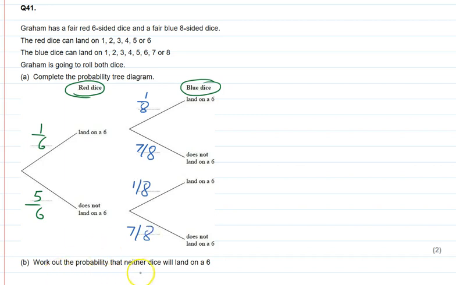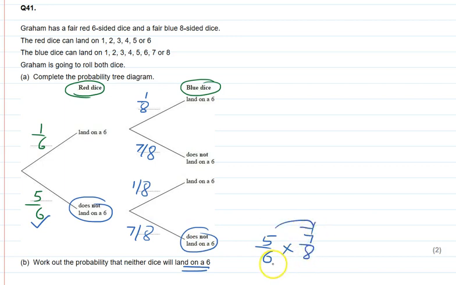Now they are saying work out the probability that neither dice will land on 6. So does not land on 6 is 5 by 6. Does not land on 6 is 7 by 8. If you multiply the top numbers, 5 times 7 is 35. 8 times 6 is 48. So this will be your answer. Nice and easy.